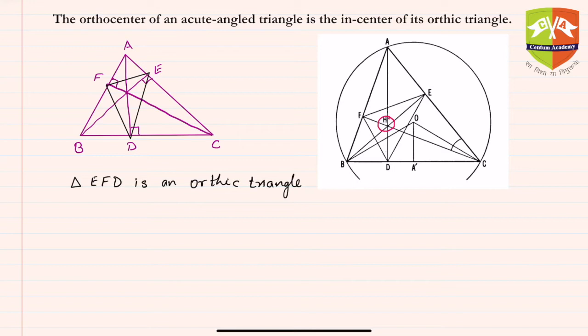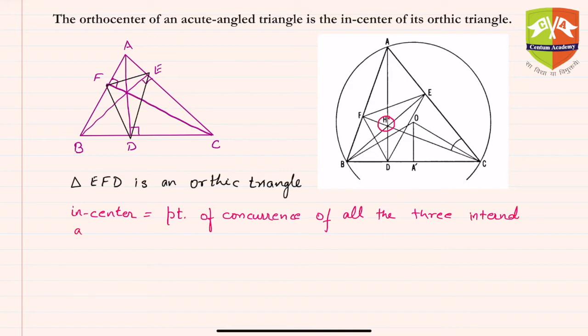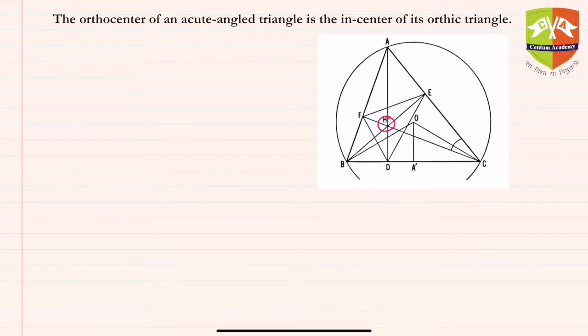Now, what is incenter, guys? Incenter is nothing but the point of concurrence. So, let's define that. Incenter is nothing but the point of concurrence or intersection of all the three internal angle bisectors of a triangle, right? We know this already. So H is also the incenter of EFD. That's what we have to prove. So let's try and understand this particular proof.